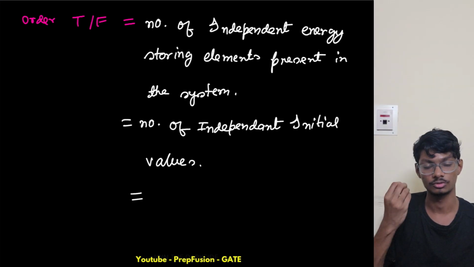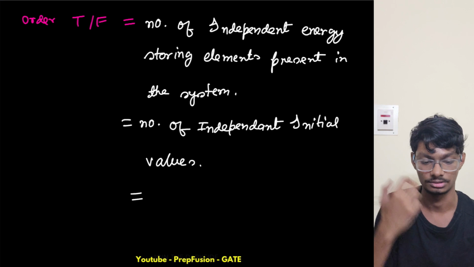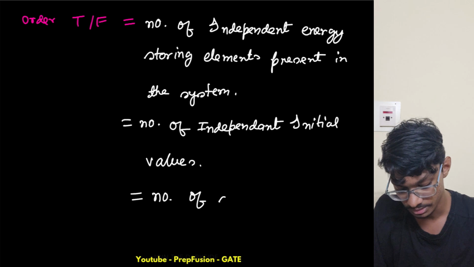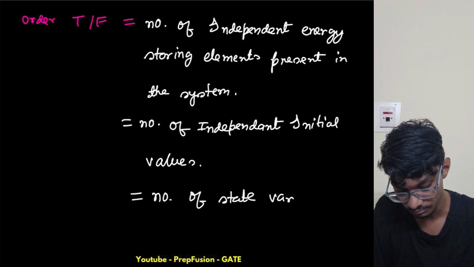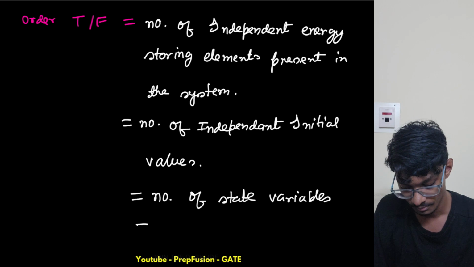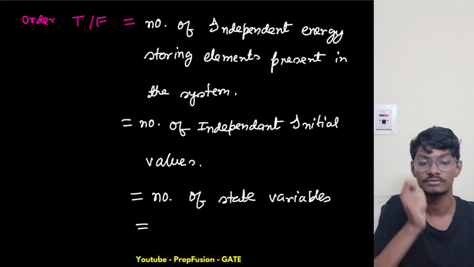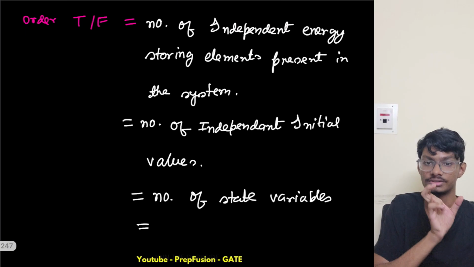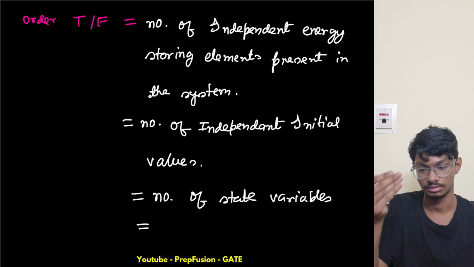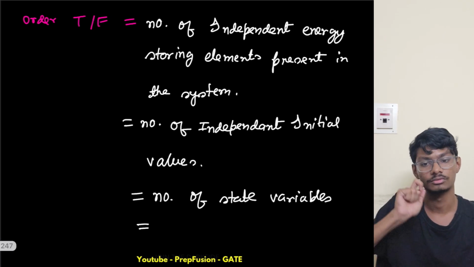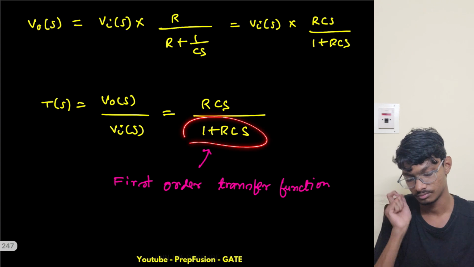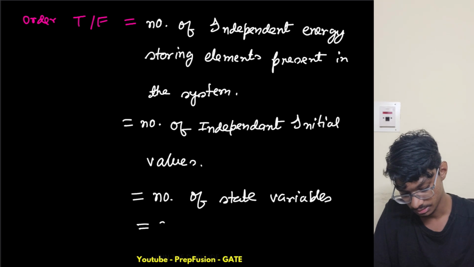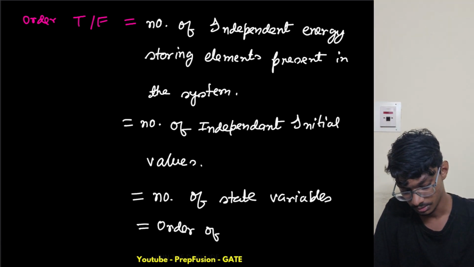You will not understand this now, but we'll study it in later chapters: number of state variables, just write it down. Or you can say it is the order of the differential equation. If I form a differential equation for this circuit, its order will be the order of the circuit. You can also say it is the number of poles present. These are just definitions, not that important, but we need to know all this.